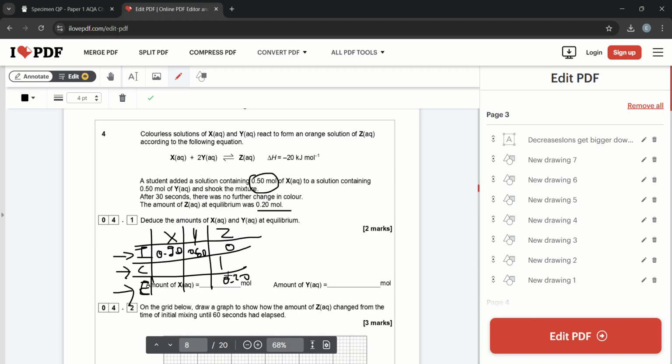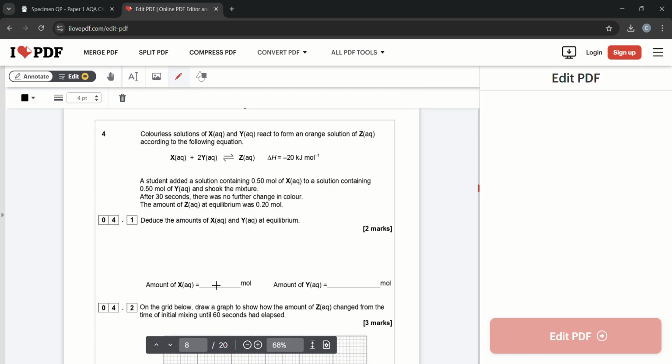So the change in moles is plus 0.20. Therefore, if we're adding 0.2 moles, we're going to do minus on this side. It's going to be minus 0.20, 0.30. And for Y, we're not going to minus 0.20 because it's a 2 to 1 molar ratio. We're going to minus 0.20 times by 2, 0.40. That will give me 0.10. So the amount of moles of X is 0.30, Y is 0.10.